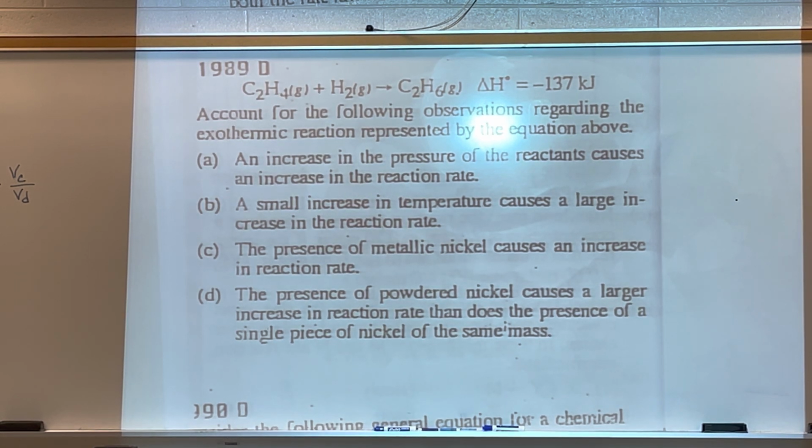Anna, what'd you get? I said the increase in temperature allows more molecules to overcome EA, so the reaction speeds up. Perfect. Okay, Nishka, why does a metallic nickel cause an increase in the reaction rate?